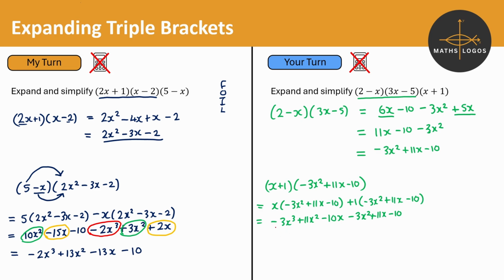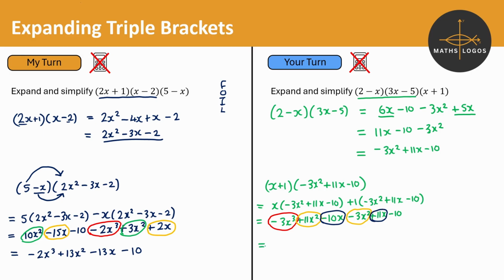Let's start by looking at our like terms. So the x cubed term, I'm just going to circle that. There's only one of them. Then we'll look at our x squared term. So that's positive 11x squared. And we've got negative 3x squared over here. And then we've got our x term. So negative 10x and positive 11x.